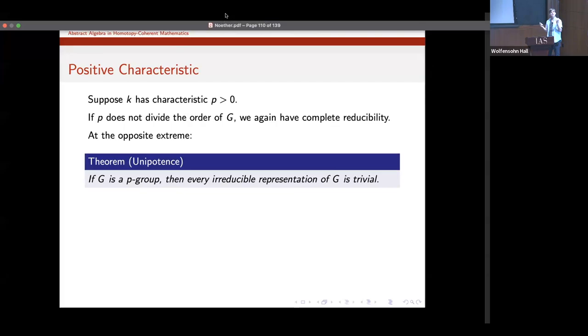But there's an opposite extreme. You could consider the case where G is a p-group. And in that case, complete reducibility fails very dramatically. But you get another phenomenon to compensate for that. If G is a p-group, actually every irreducible representation of G is trivial. And the essential point here is to show that if V is a non-zero representation of a finite p-group, then it has a non-zero invariant vector.